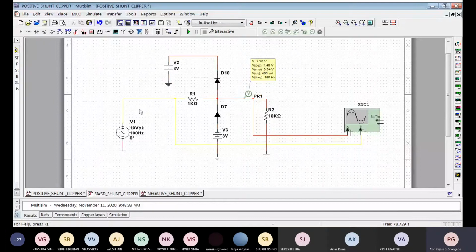We have already seen this biased shunt clipper. So the peak value should be what? This VB1 plus the diode drop. Yes, sir. On both the sides. Let us see if that is there or not.